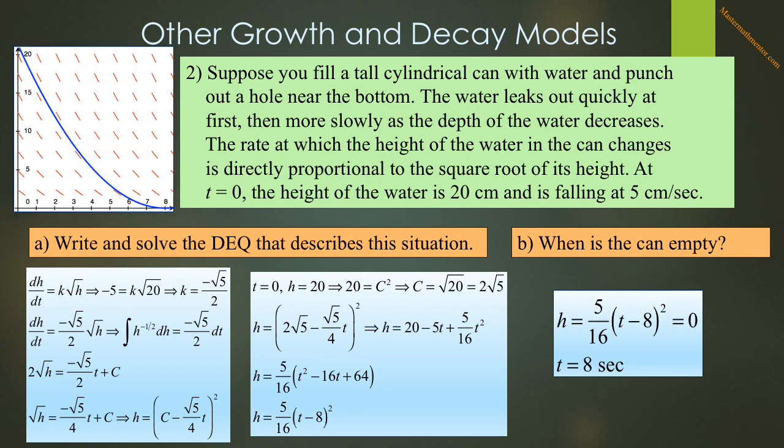Part B asks, when is the can empty? And this is easy. We just set h equal to 0. 5/16 quantity t minus 8, quantity squared is equal to 0, and therefore t is equal to 8 seconds. This again is assuming that the hole is as close to the bottom as physically possible. Also shown to the left is the slope field for dh/dt equals negative square root of 5 over 2 square root of h, and the solution, h equals 5/16 quantity t minus 8, quantity squared.